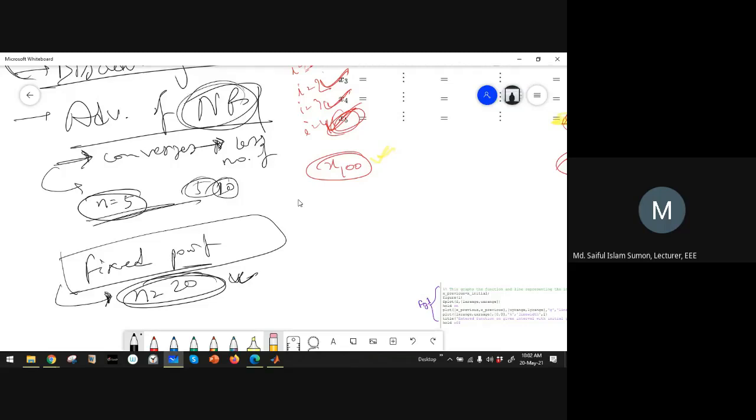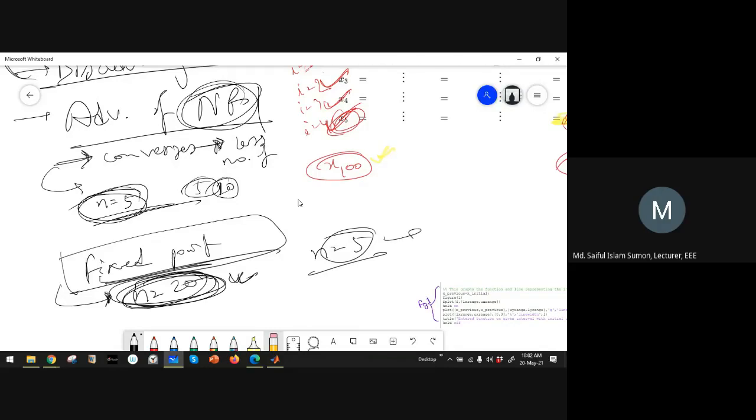So whenever you are coding Newton-Raphson, you will start with this. For fixed point, you can take 20. But suppose I don't have any idea, then what can I do? I can just write n is equal to 5 for any method. Okay, for different methods, I can write 5.